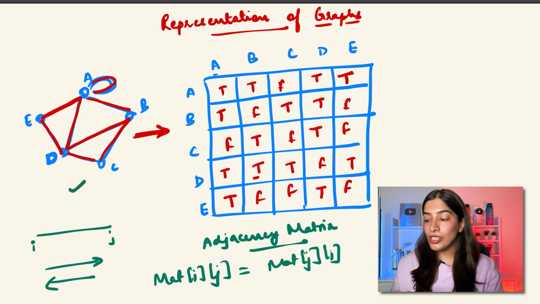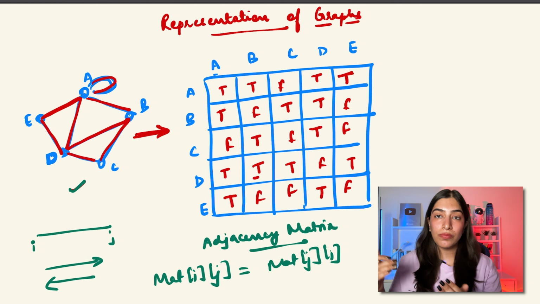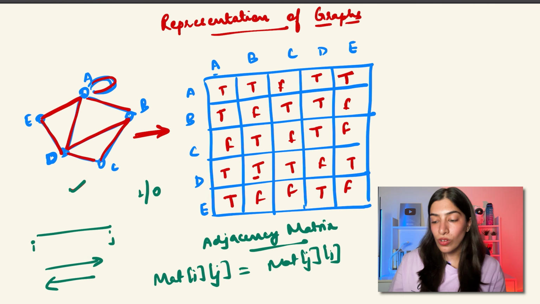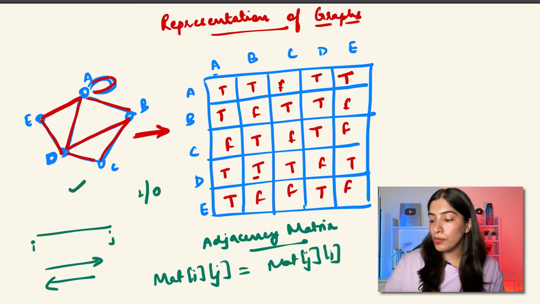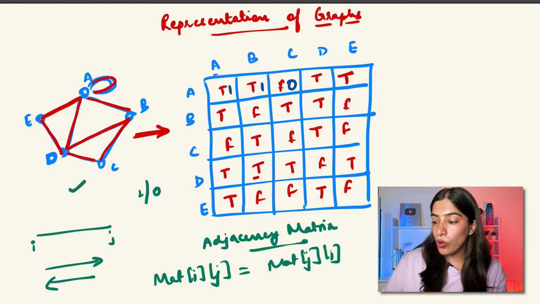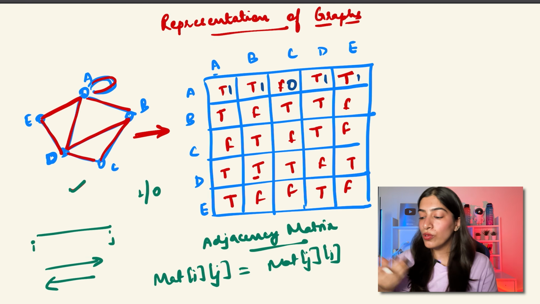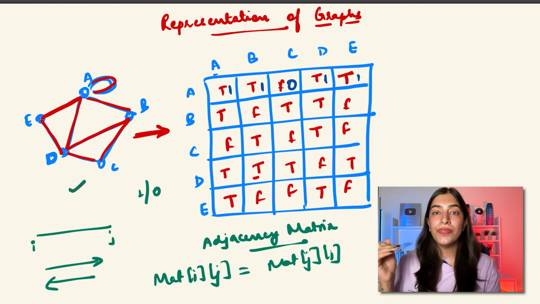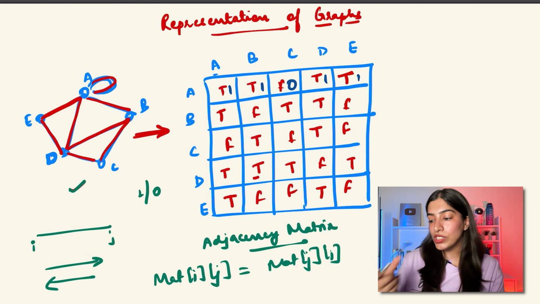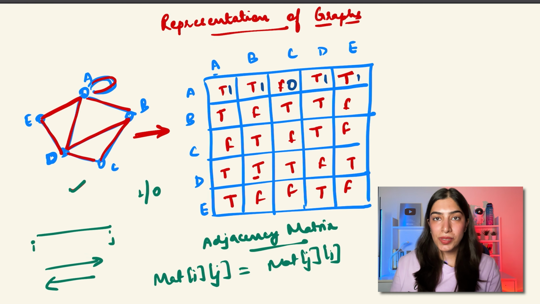Now, in our case, we have represented it as true and false. You can also represent it by 1 and 0, which you will see in a lot of places. Basically, instead of true and false, you will be writing 1, 1, 0, 1, 1. Basically, 1 instead of true and 0 instead of false. So, these are just different ways of representation. Integer obviously takes more space than a Boolean. So, I have represented it as Boolean. It takes less space, but you can represent it as integers as well.